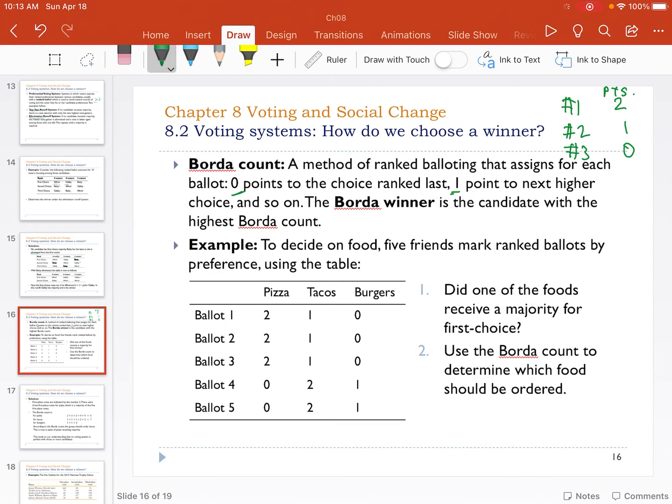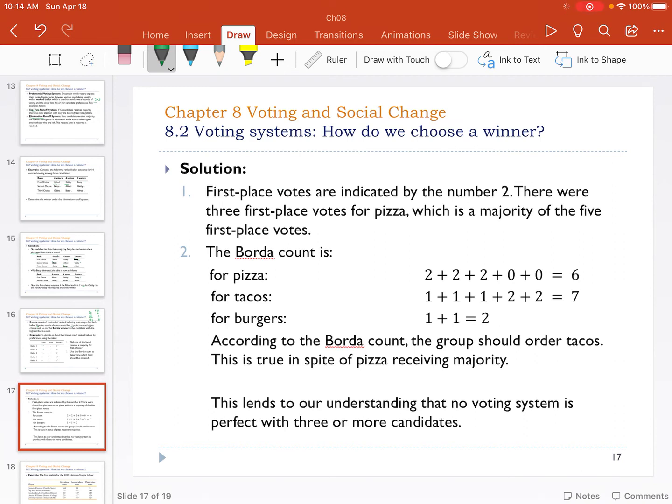And so they have 3 people that all voted the same way. They're listing them separately, though. They like pizza as their first choice, 2 points each. And then tacos were their second choice, 1 point each. And neither one of these 3 people like burgers that much. That's their third choice. And then we have 2 other people that vote in a different way. They didn't like pizza at all, so it's kind of balancing that out a little bit. But they liked tacos more, so they gave that the 2 points. And then burgers were their second choice. And did one of the foods receive a majority of first choice? Let's take a look.